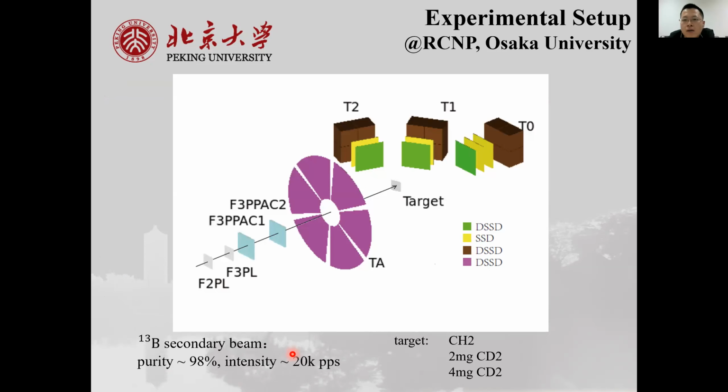Okay, this is the experimental setup. We use 2 plastic scintillators to provide beam particle identification and 2 PPACs to provide the trajectory before the target. And we have 4 sets of charged particle telescopes to measure the charged particles produced in the scattering or transfer reaction.